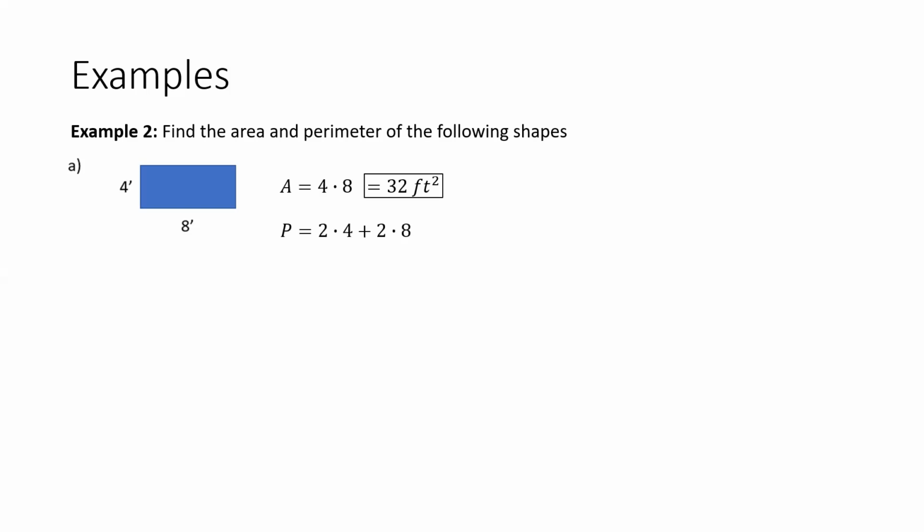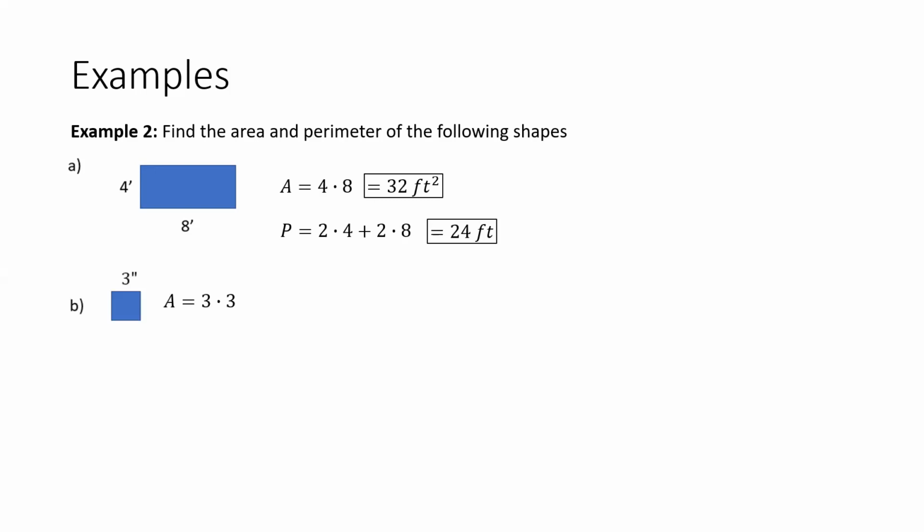And now for perimeter, if we're going to use the formula strictly, we would do 2 times 4 plus 2 times 8, or you could just add up all of the sides and you would also get 24 feet. Now, area is always units squared. Perimeter is always just units because we're talking about a distance.